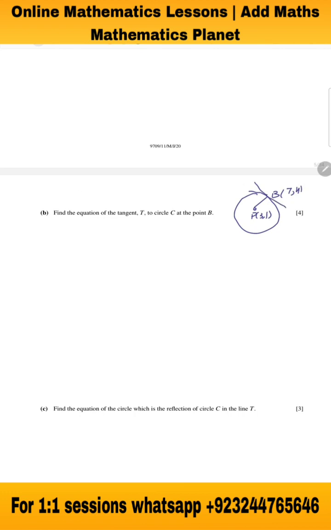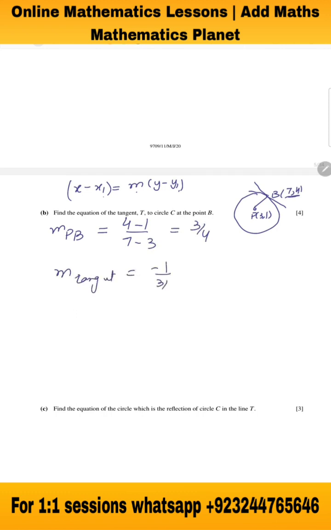equation of the tangent. So the equation of the tangent is x minus x1 equal to m into y minus y1. What is x1 and y1? x1 and y1 at the point of the circle, it is 7, 4, but we should know the slope. So the slope of the line PB, this perpendicular line PB, is equal to y2 minus y1 over x2 minus x1, which is equal to 3 by 4. So the slope of the tangent line will be equal to minus 1 over 3 by 4, which is equal to minus 4 by 3.